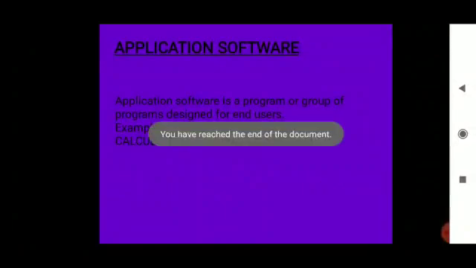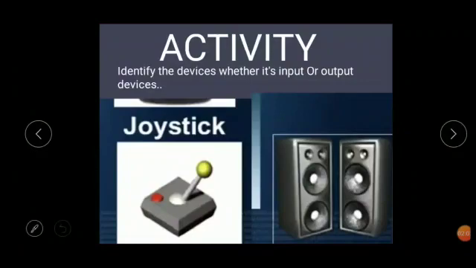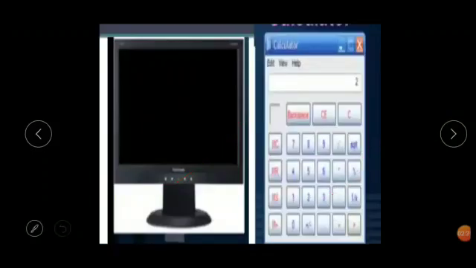Now clear? Okay, now see the activity. In this, in every slide two pictures are there. You have to identify those pictures and tell whether it is an input device or an output device. Number one, joystick. What is the work of a joystick? To give instructions, so this is an input device. This is a speaker, we listen to sounds from this, so it gives the result. This is an output device.